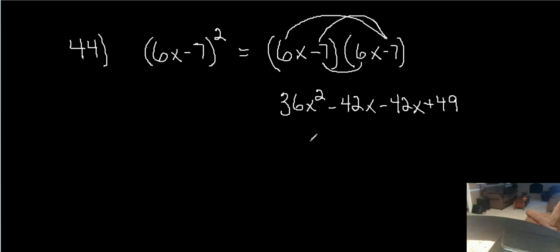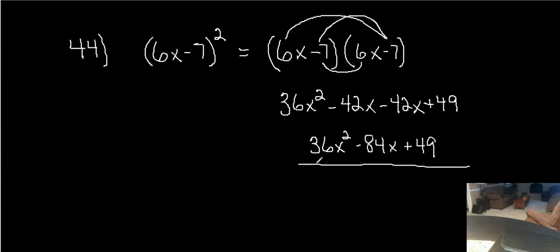Final answer, 36x squared minus 84x plus 49. Done.